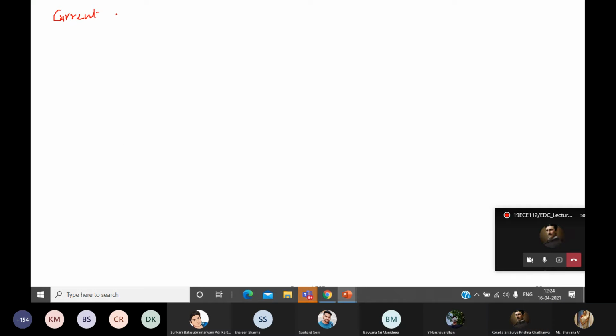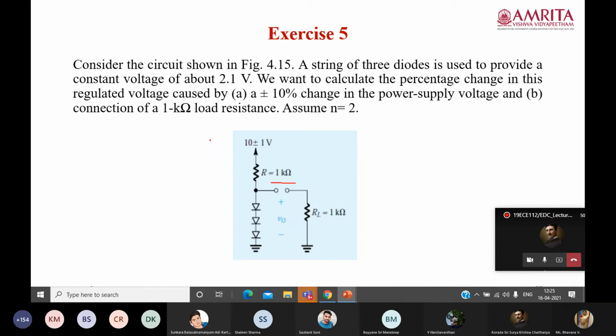Current without RL. So we are going to find out the current without connecting the load resistor. So ID is equal to, tell me what will be ID without using the load resistor? It will be only this path. This one, no need to consider 1 volt. That is later.